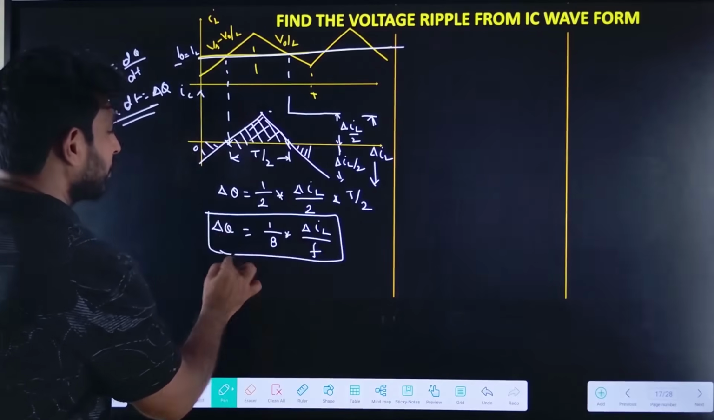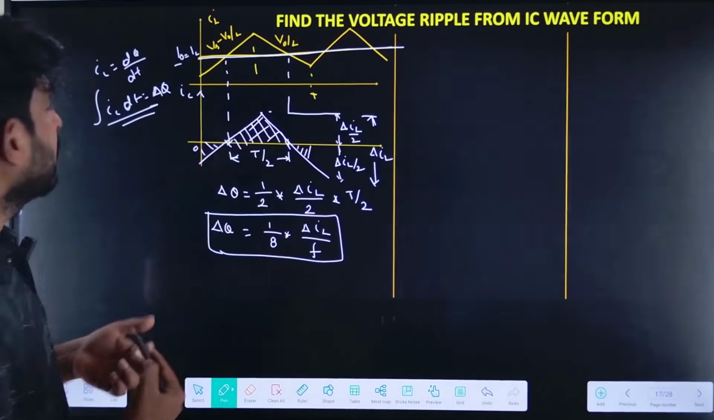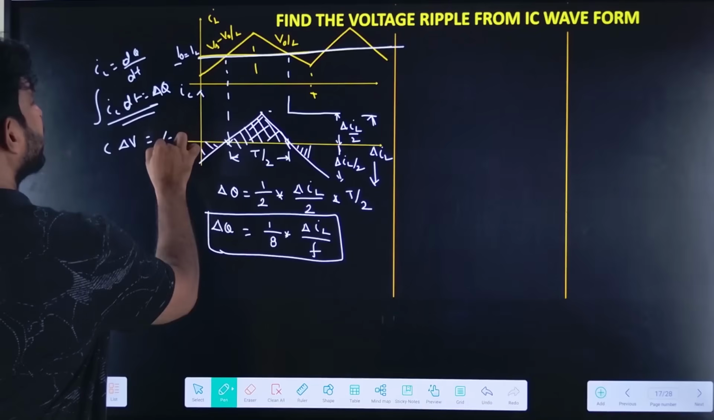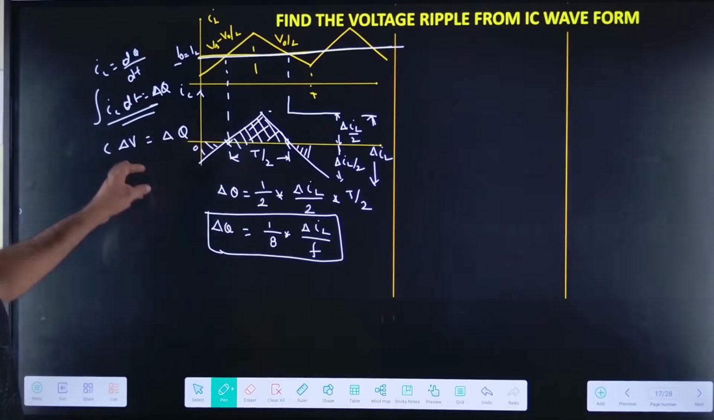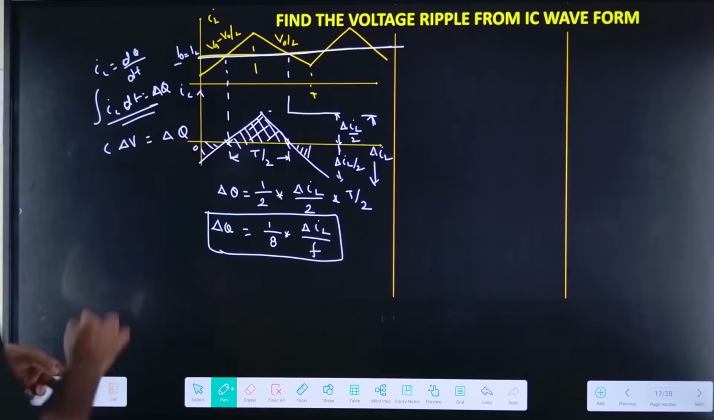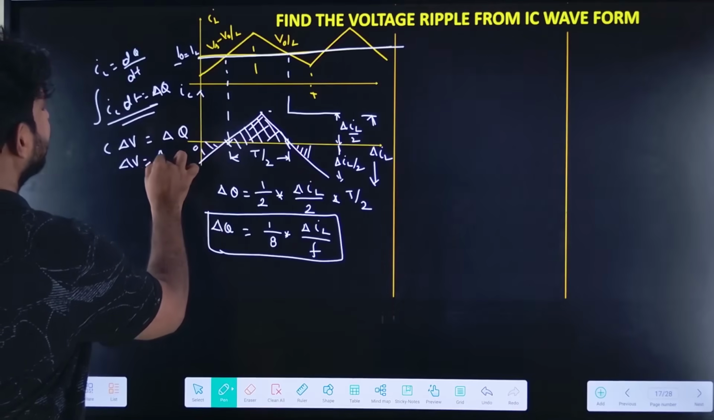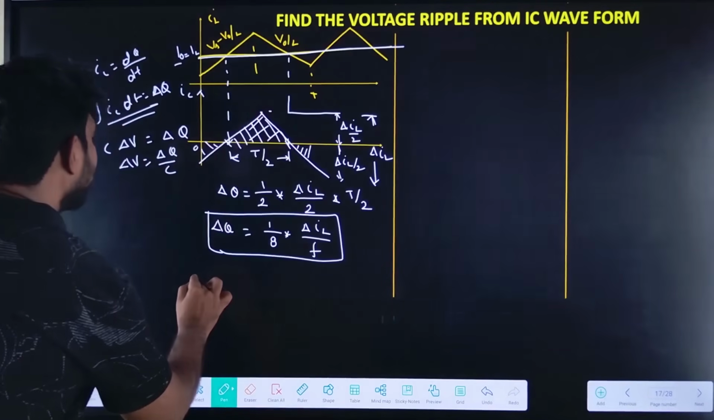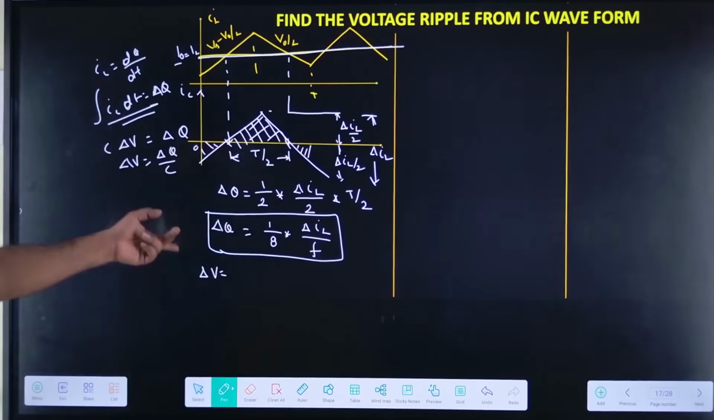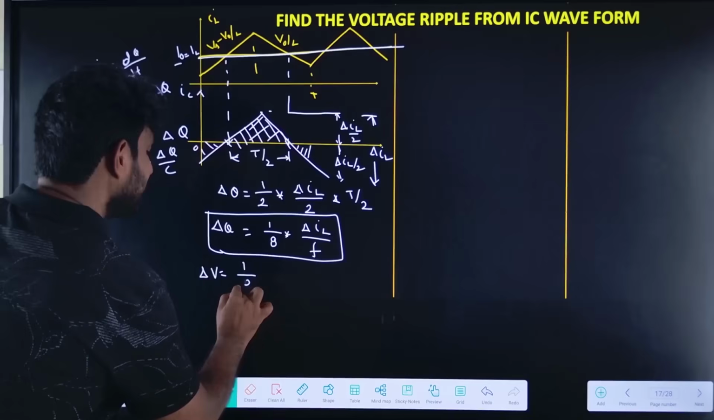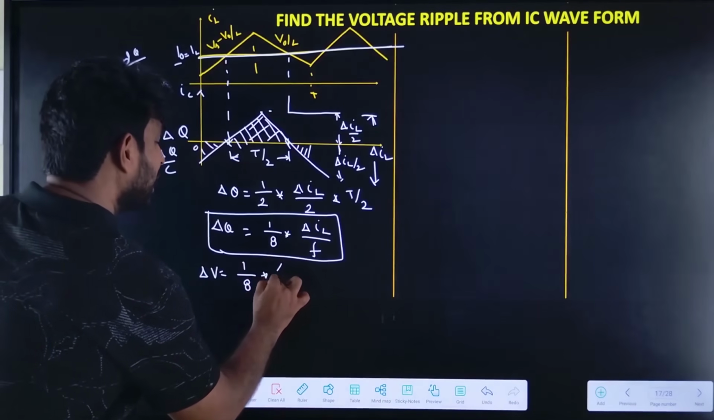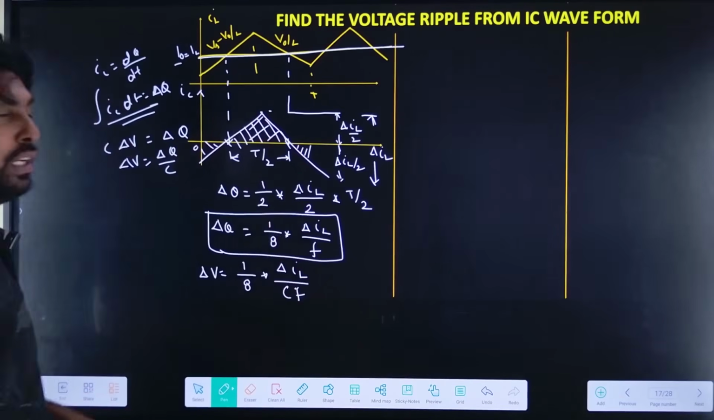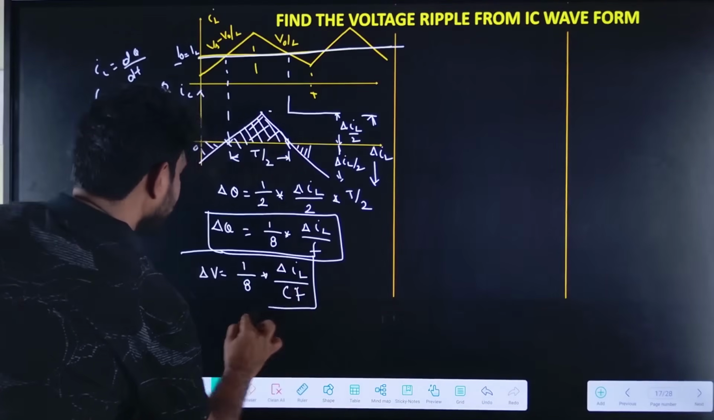This is the delta Q. Now, if I want to find the delta V, as we know, delta Q equal to C into delta V. So I need to find delta Q divided by C. From the fundamentals, Q equal to CV, right? So to find the delta V, I divide by C, which is equal to 1 by 8 into delta IL divided by C into F.